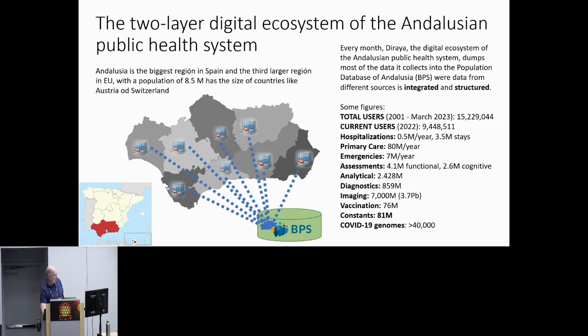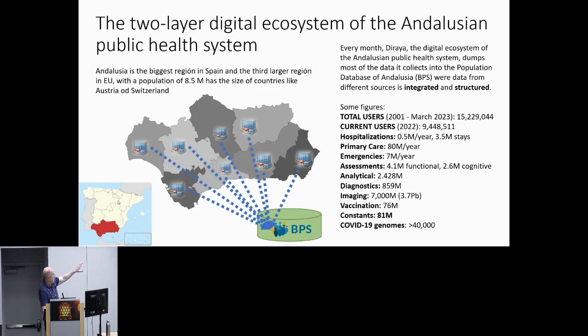So this is Andalusia in the south of Spain. This is the biggest region in Spain, and the third biggest region in Europe. The population is 8.5 million, like a medium European country such as Austria or Switzerland, and it's bigger than other European countries. So anything that we do at the regional level is as if other countries did it at the country level, right? The whole region is digitalized with a unique health system, so all the information is homogenized across the region.